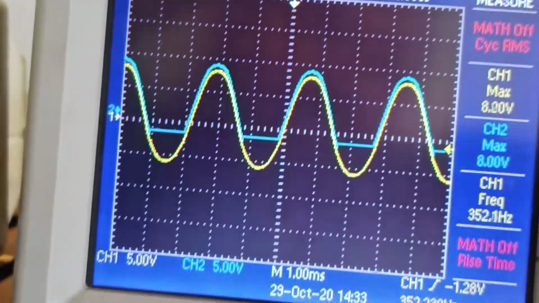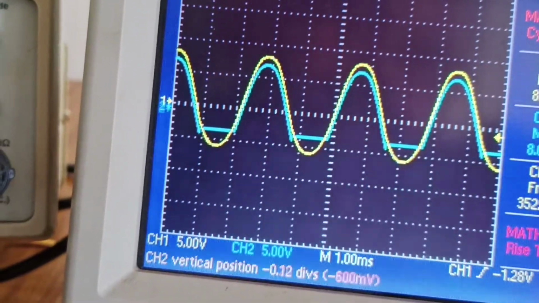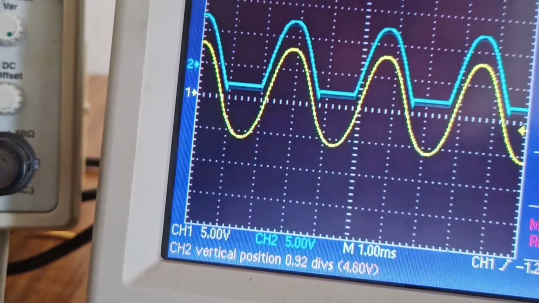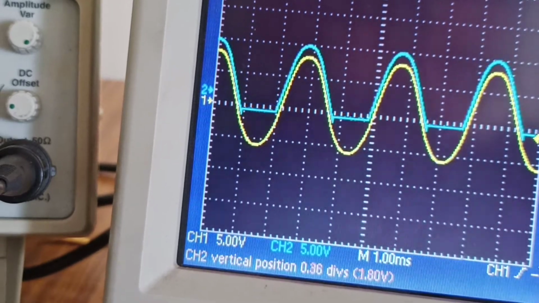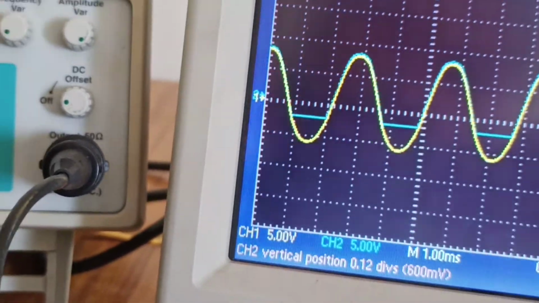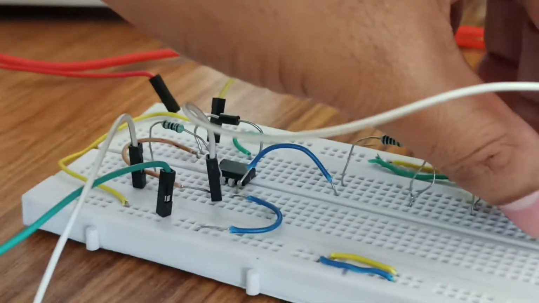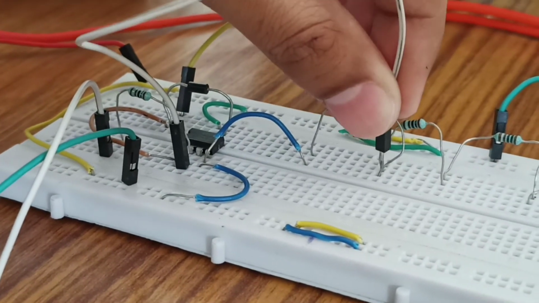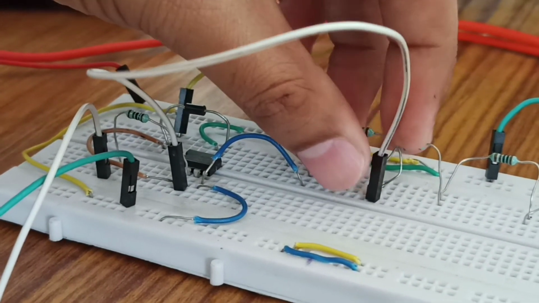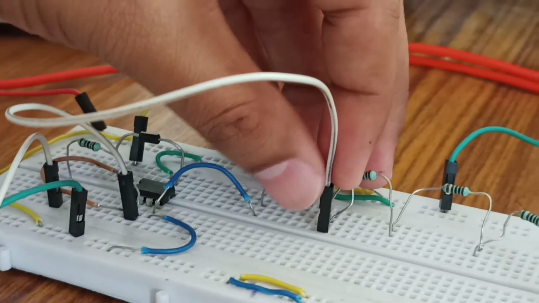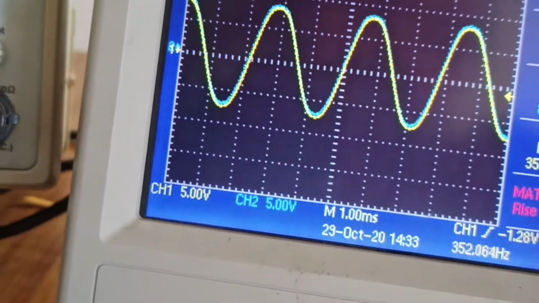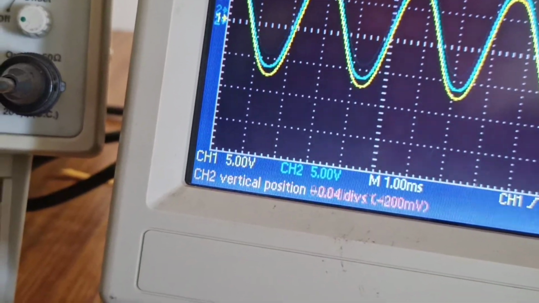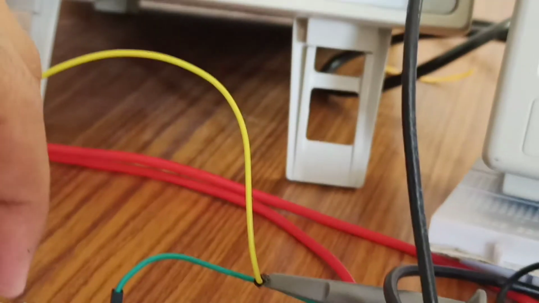Then if you see the output, now it has been clipped in the negative portion. See, the negative portion has been clipped. Now if I change the reference again to negative 7.5, then you will see almost a little value has been clipped, because the signal is not around this one.